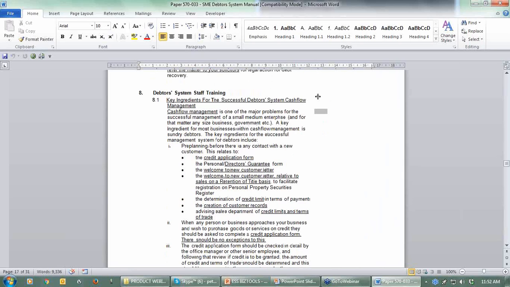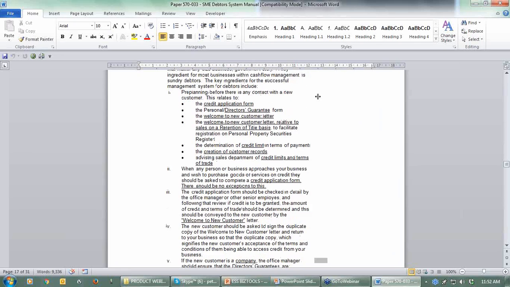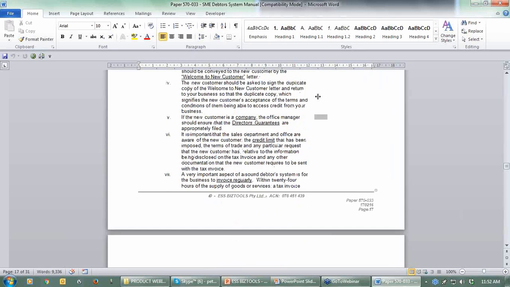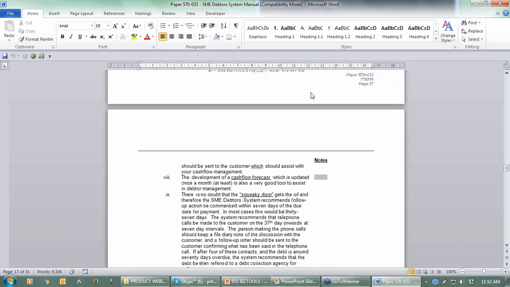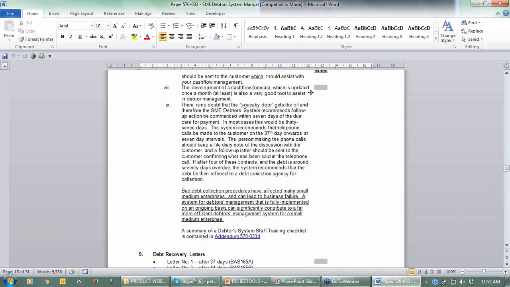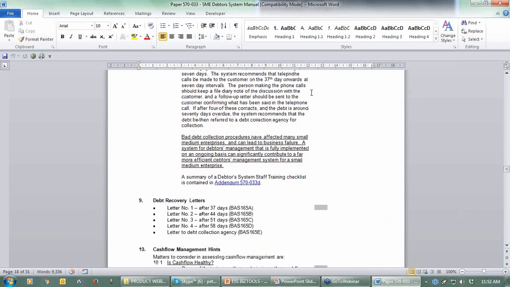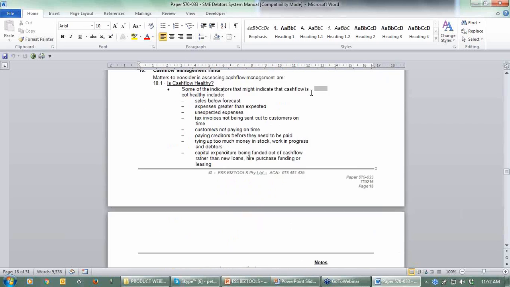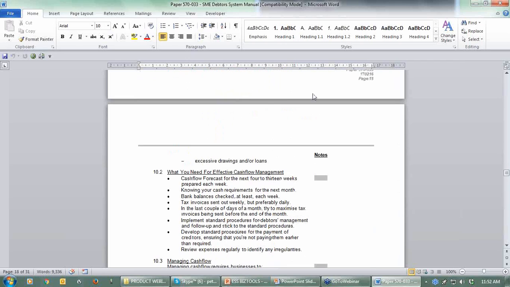There's some notes on a debtors system staff training so that not only the person directly responsible for debtors management, but sales team members and members of the office staff who don't normally get involved in debtors have a better appreciation of what the system is. And are aware that a new potential customer just basically cannot walk in and get a credit account straight away. We've got debt recovery letters, some comments about cash flow management, because that's really where debtors management fits.